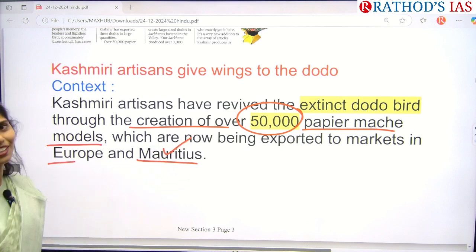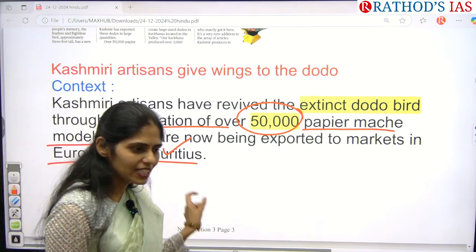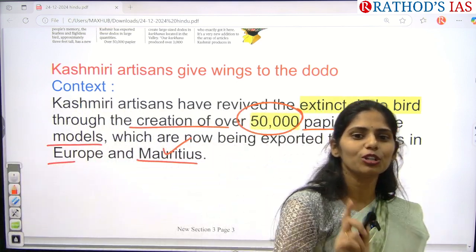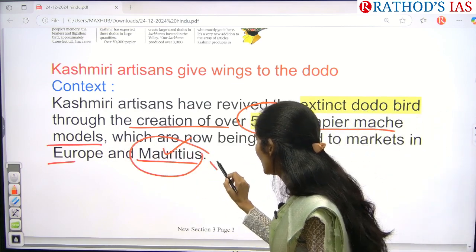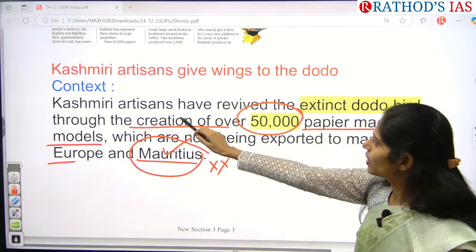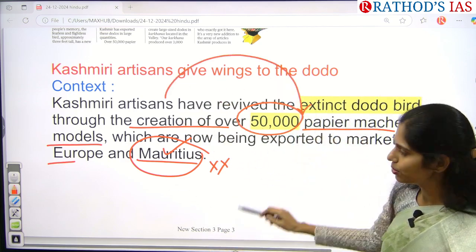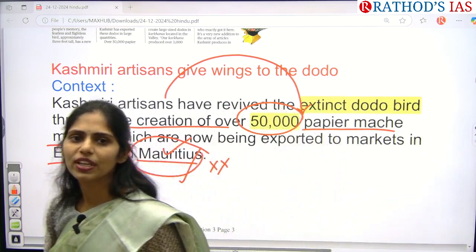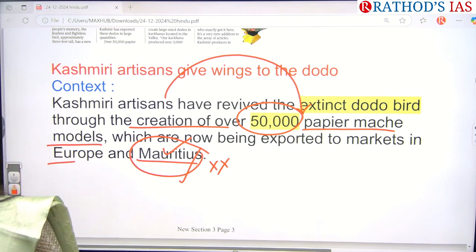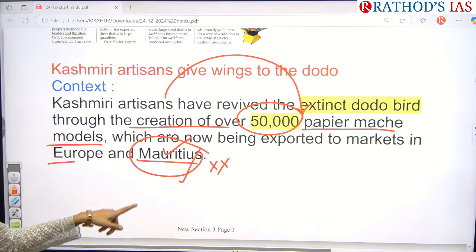So why did they select Mauritius? Because this bird species is endemic to Mauritius. Okay, so it is found in Mauritius. In Mauritius, it had become extinct. So because of this, now Kashmiri artisans are making these paper models and they started exporting to that country. So through this also we can increase our bilateral relationship between India and Mauritius.